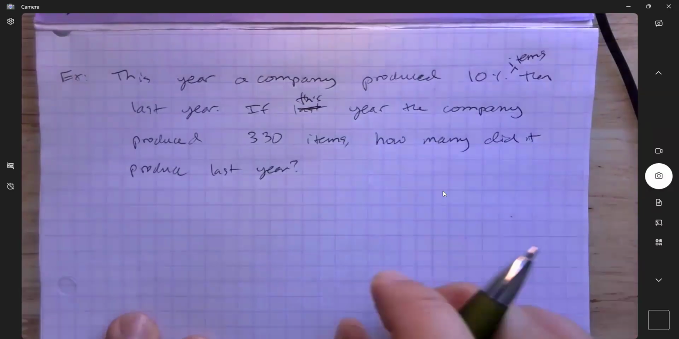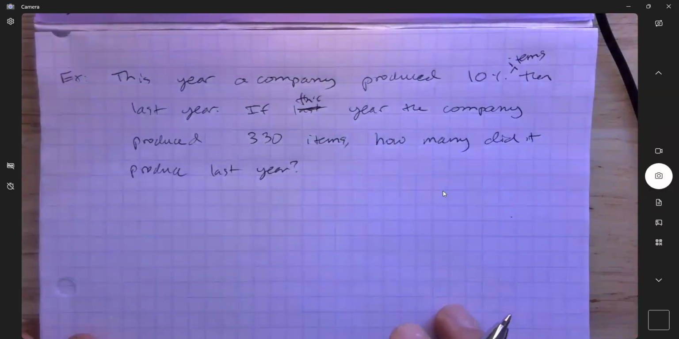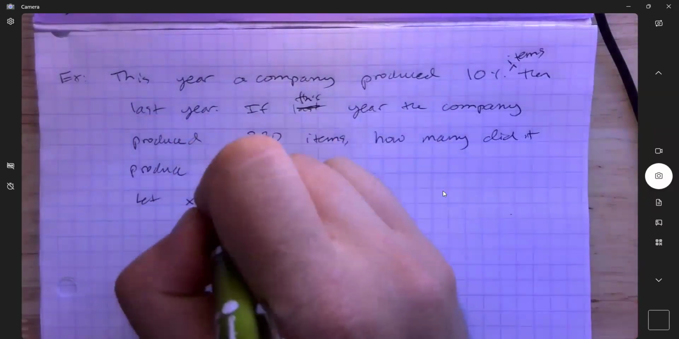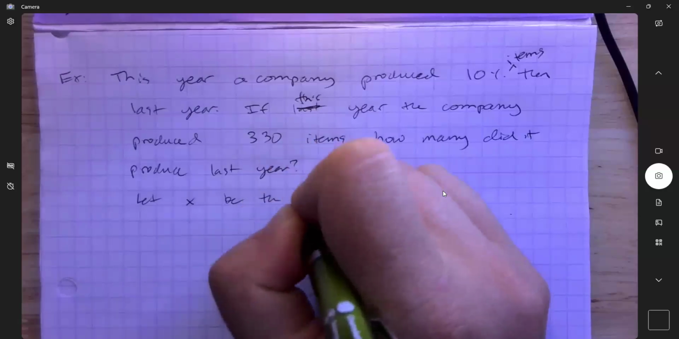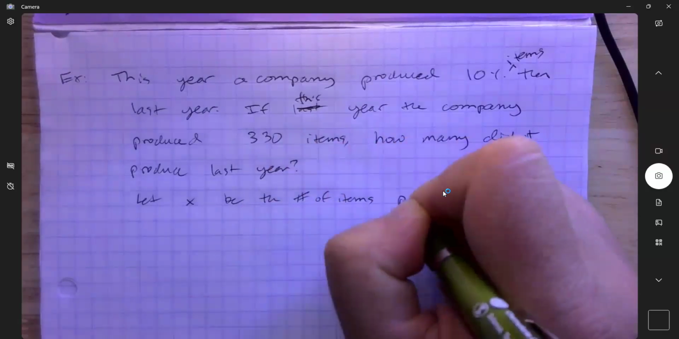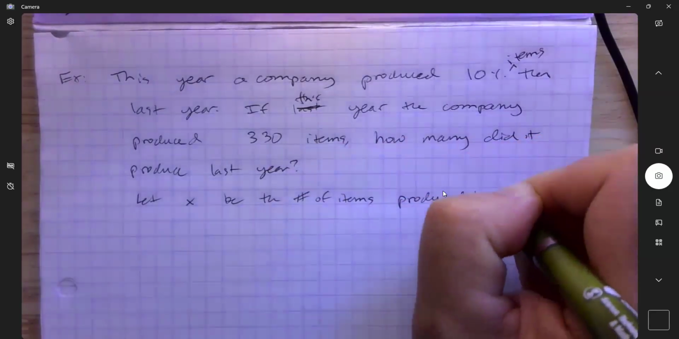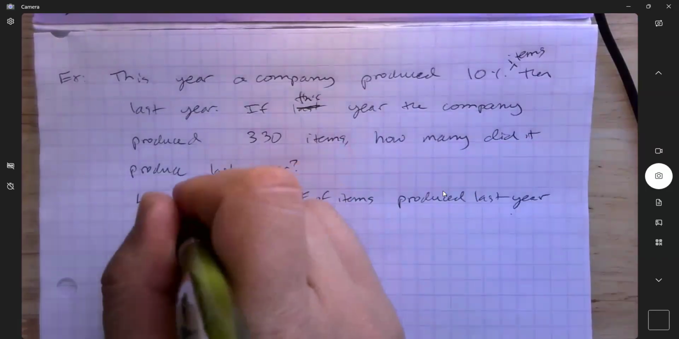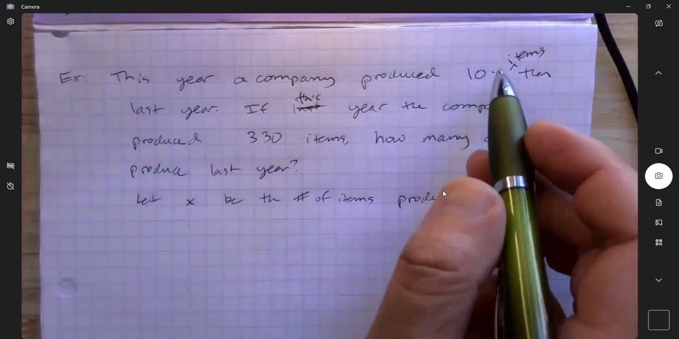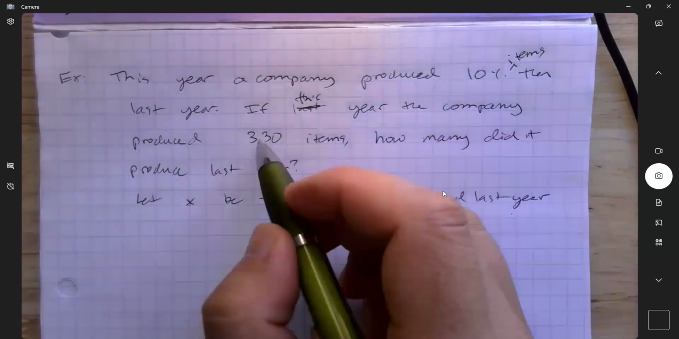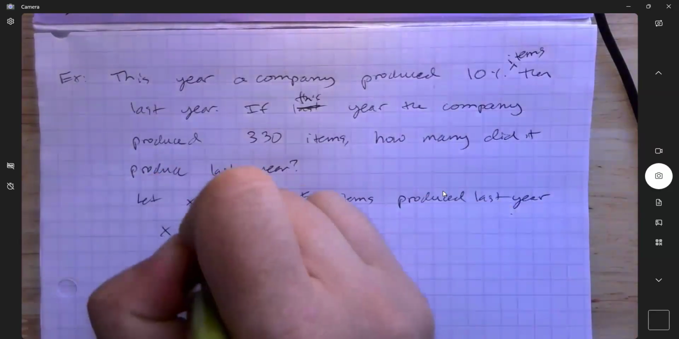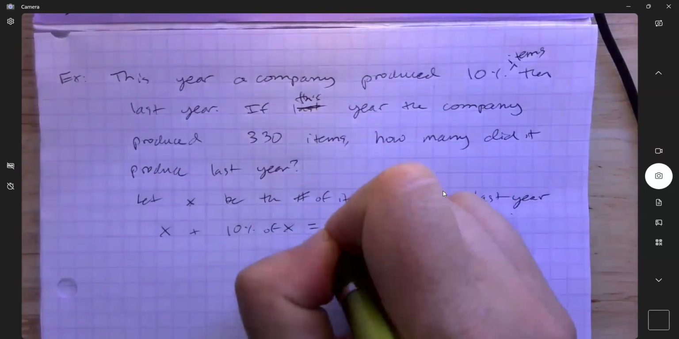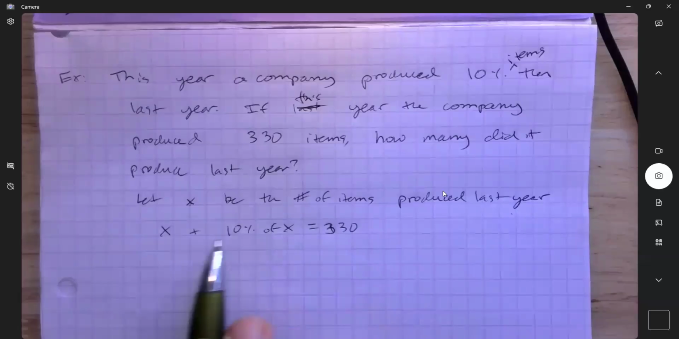All right, so here's our word question. We're trying to figure out how many items the company produced last year. So that should be the clue that we want to have our unknown variable x be the number of items produced last year. And we know that 10% more than x is 330. So x plus 10% of x equals 330, because it produced 10% more than last year.